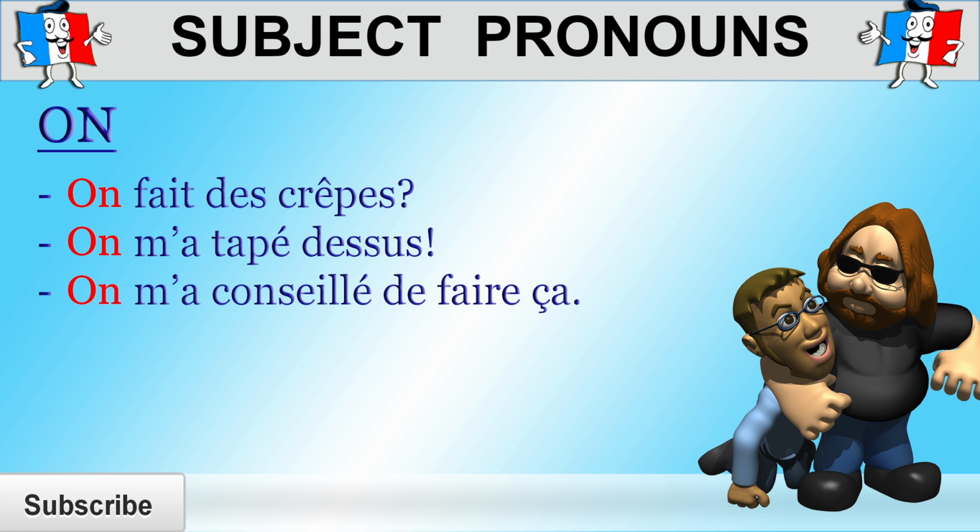On m'a conseillé de faire ça. I was advised to do this, or they advised me to do this. By using on, we don't need to mention who actually gave the advice, and we avoid using a passive construction like you would in English when saying I was advised to do this.